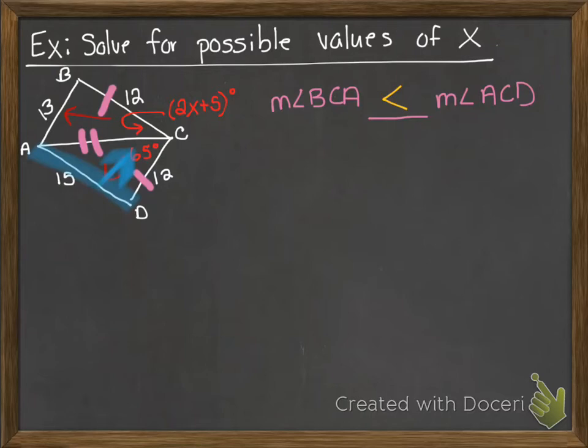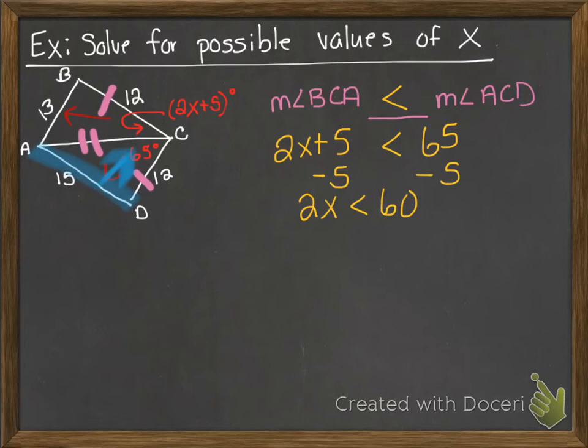Now I plug in what I know. I know the measure of angle BCA is 2x plus 5 and the measure of angle ACD is 65. And then I solve for x, so I subtract 5 on each side, I get 2x is less than 60. Divide by 2 on each side, and x is less than 30. All right, all we got to do, easy peasy.